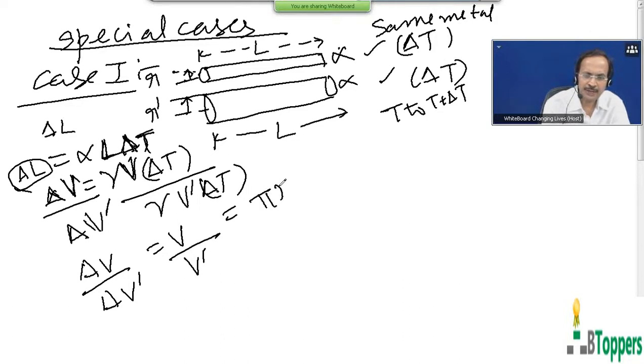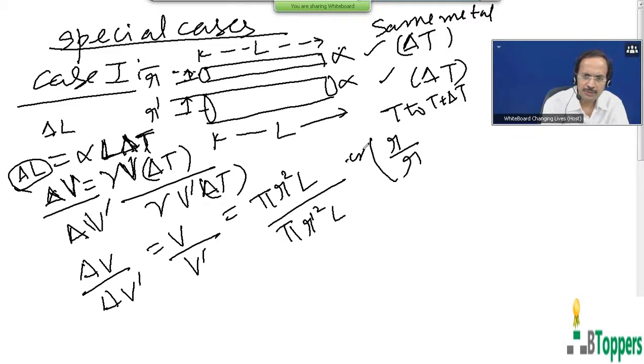The original volume of the first rod before heating, you can write as pi r square L. The original volume of the second rod before heating, you can write as pi r dash square into L. Here both the rods have the same original length. So that will be equal to r by r dash whole square. So the ratio of the increase in the volume of the first rod to the increase in the volume of the second rod equals the square of the ratio of the radii of cross section. But the increase in length will be the same.